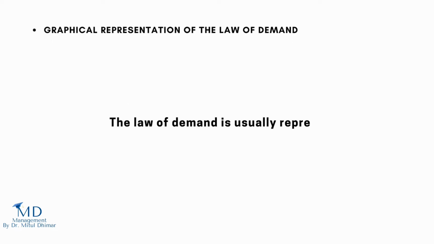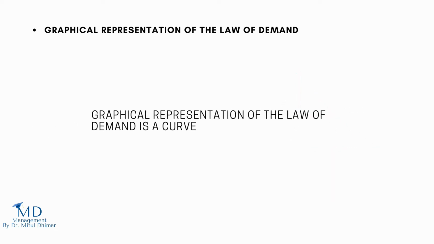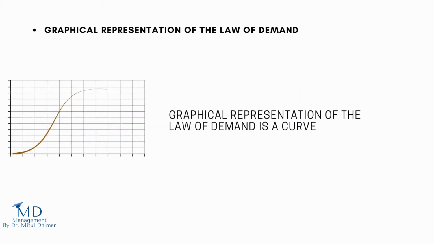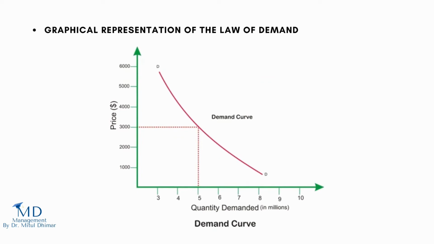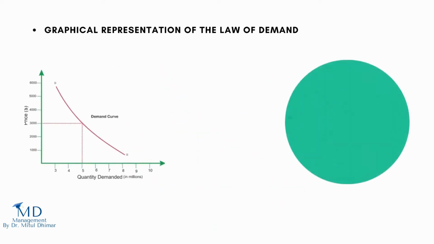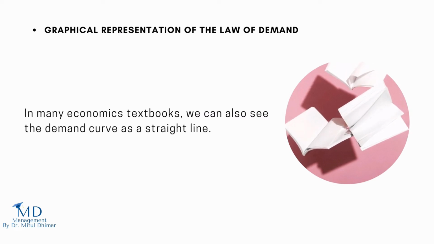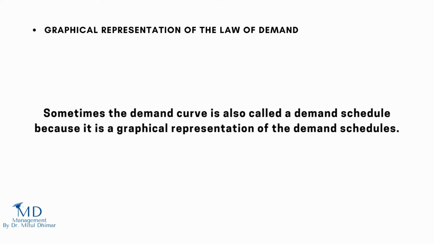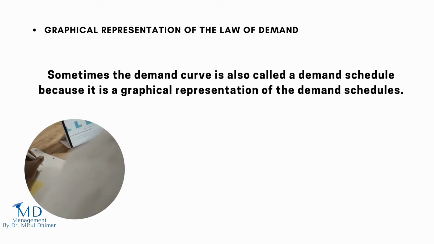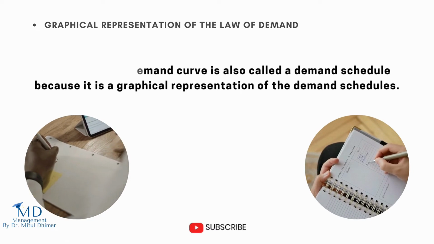Graphical representation of the law of demand. The law of demand is usually represented as a graph. The graphical representation of the law of demand is a curve that establishes the relationship between the quantity demanded and the price of a good. Most frequently, the demand curve shows a concave shape. However, in many economics textbooks, we can see the demand curve as a straight line. Sometimes the demand curve is also called a demand schedule because it is a graphical representation of the demand schedules.